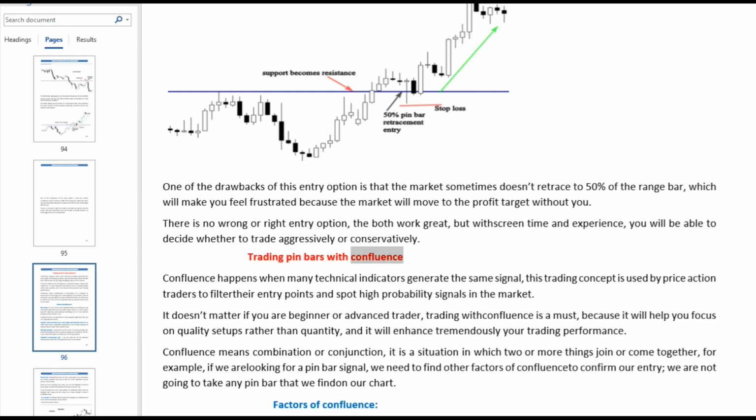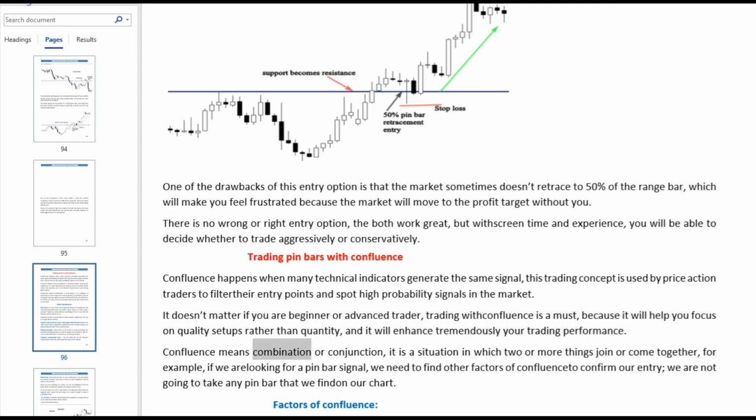Trading pin bars with confluence. Confluence happens when many technical indicators generate the same signal. This trading concept is used by price action traders to filter their entry points and spot high probability signals in the market. It doesn't matter if you are beginner or advanced trader, trading with confluence is a must, because it will help you focus on quality setups rather than quantity, and it will enhance tremendously your trading performance.